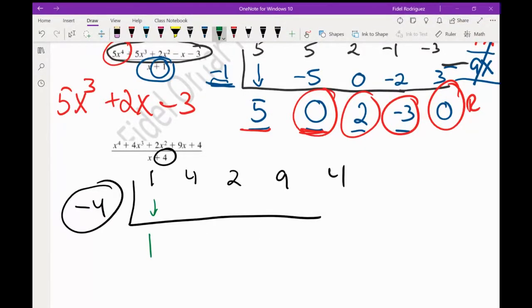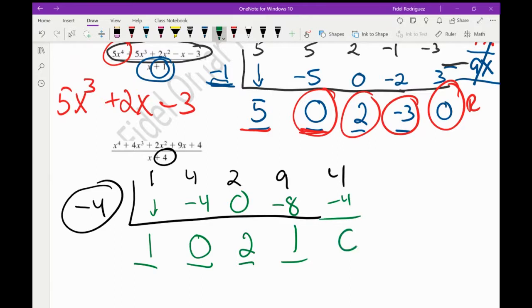There it is. Now we're going to multiply. -4 times 1 is -4. We're going to add them together. That's going to give me 0. -4 times 0 is going to give me 0. We're going to add those numbers together. That's going to give me 2. We're going to multiply. -4 times 2, -8. We're going to add those numbers together. That's going to give me a 1. We're going to multiply one more time. -4 times 1 is -4. We're going to add them together. That's 0. Remember, the last number, y'all, is always my remainder.